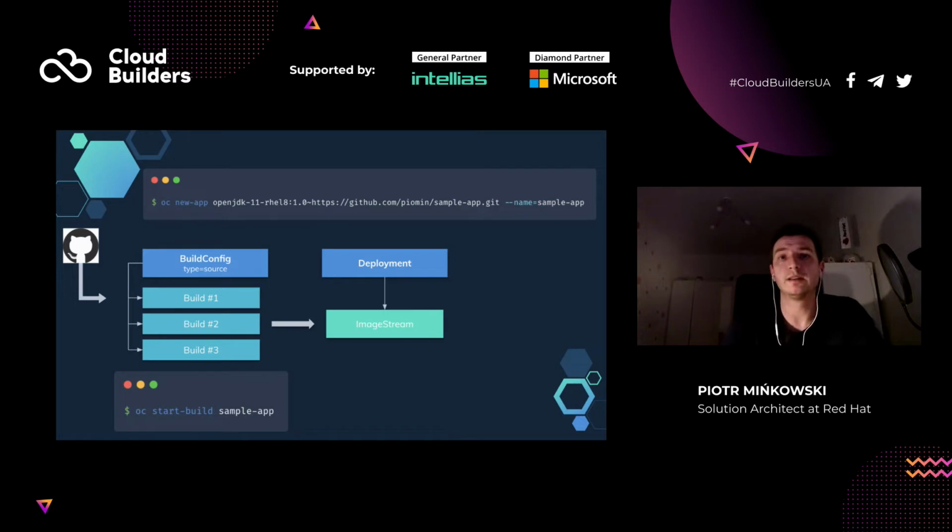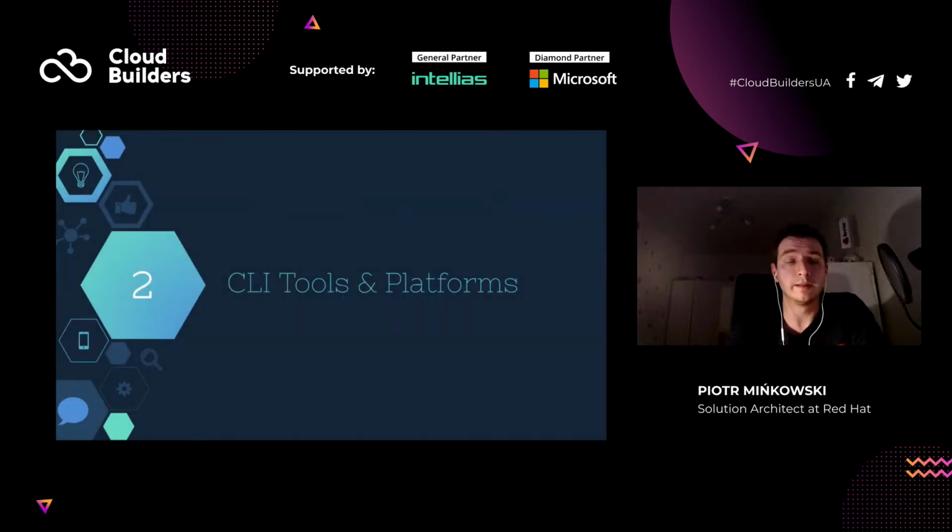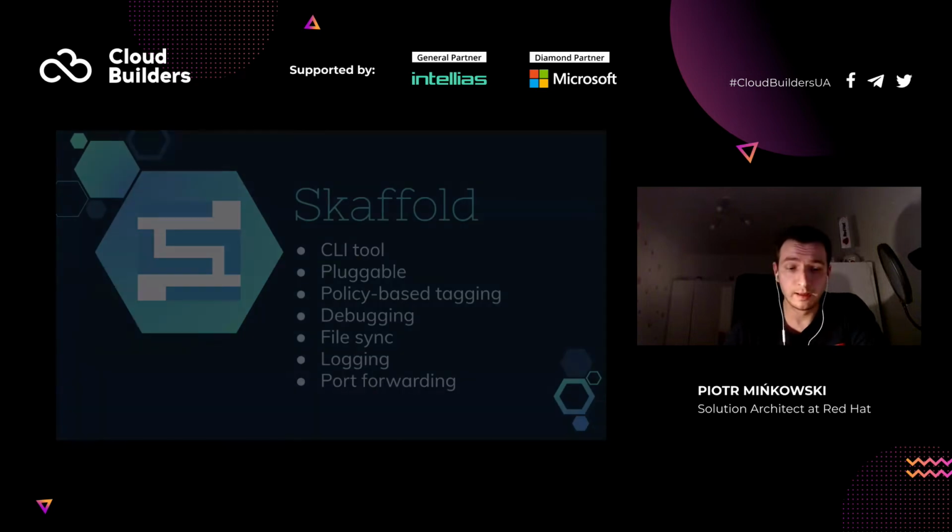And after the container image is successfully built, it's pushed into the repository, and the deployment is able to automatically reload using the latest version of the image. Okay, and that's all about build image tools. Now we can proceed to the CLI tools and platforms.